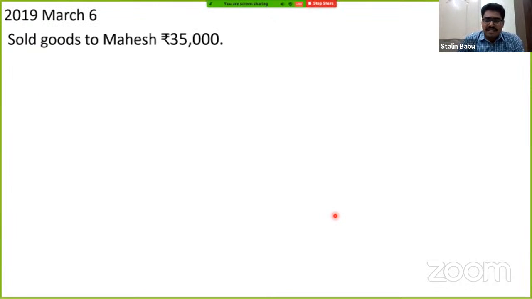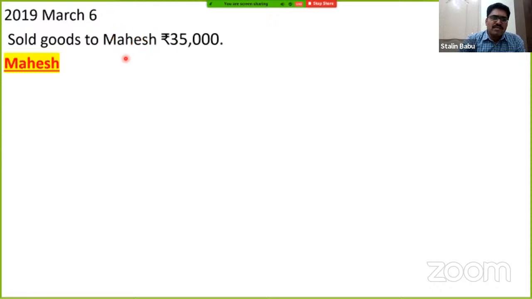Sold goods to Mahesh. Here we are selling the goods to Mahesh, so Mahesh is a customer to the business. Whenever the customer name is given, in the absence of cash information, it is treated as a credit transaction. We are not receiving any cash now. In future, we have to receive cash from Mahesh.